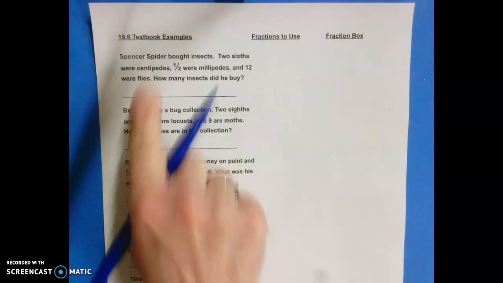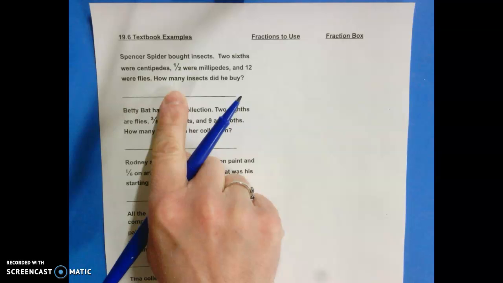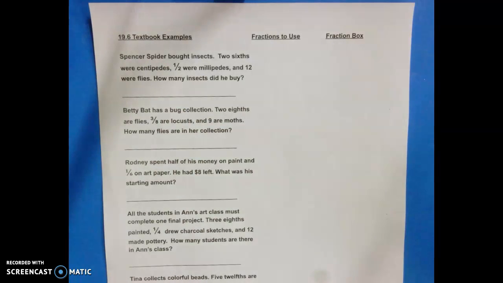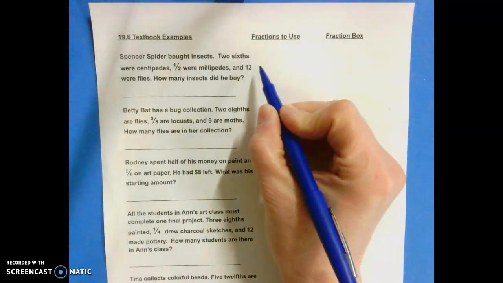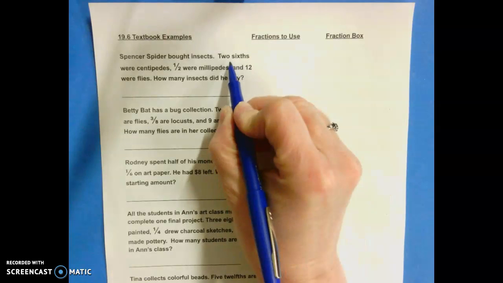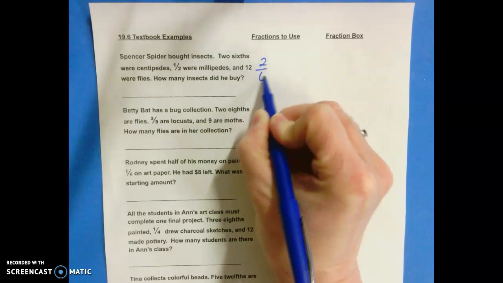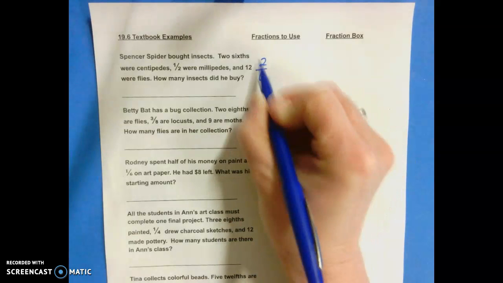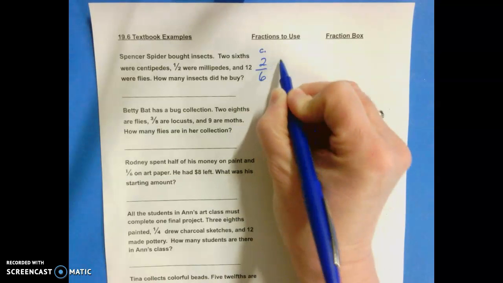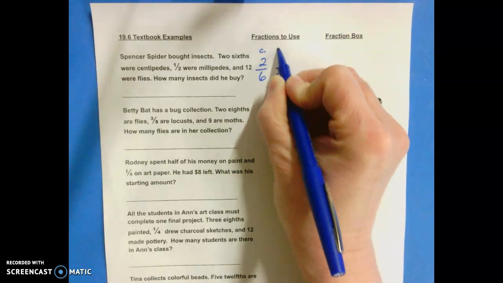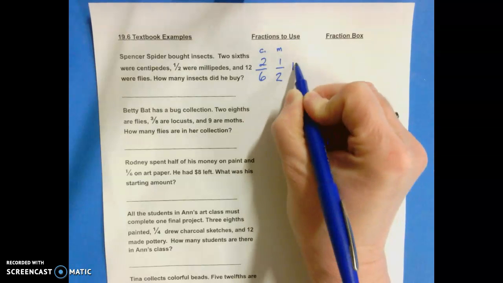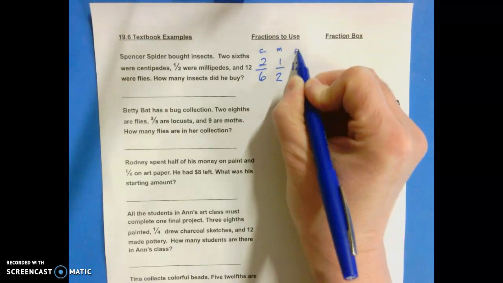First one, Spencer Spider bought insects. 2/6 were centipedes, 1/2 were millipedes, and 12 were flies. How many insects did he buy? The first thing you're going to want to do is grab out all the fractions that are referring to. Be careful, some of them are in word form. I see I have 2/6 were centipedes, maybe a little C. 1/2 were millipedes. And 12, that's a whole number, were flies.